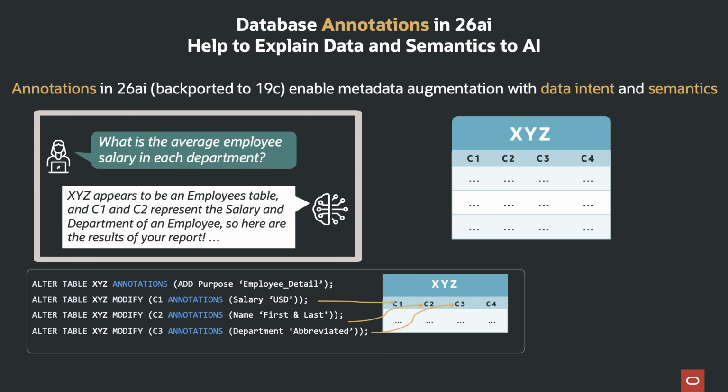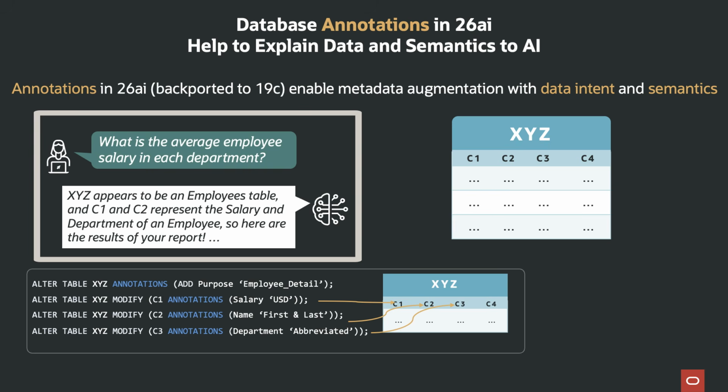For instance, you could say that XYZ really is meant to store employee details, and the column C1 is meant to store salary, and C2 is supposed to store the name, and C3 stores the department, etc. So you can basically add documentation on the intended use of that data. And once you do that, then the LLM can actually run reasonable reports on that data.